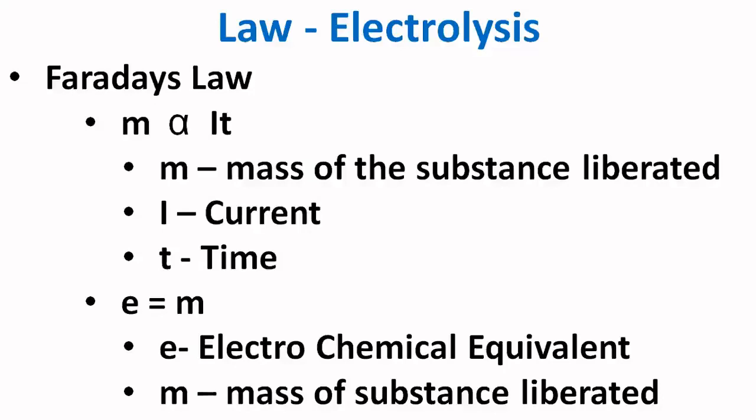Here, M is the mass of the element liberated by electrolysis with the quantity of electricity through the electrolyte, I is the current, and T is the time for which it is passed through the electrolyte. And the next equation is E equal to M, where E is the electrochemical equivalent and M is the mass of the substance liberated during electrolysis.